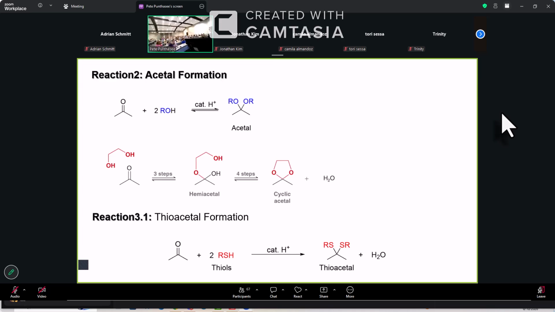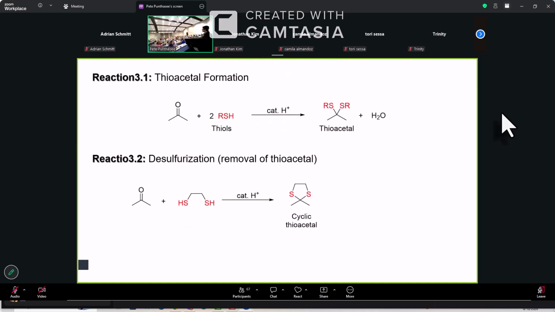Not only that, next reaction. Watch closely. What do you think? Anything familiar? Same thing. This is the cyclic thioacetal. Thio is an old term meaning sulfur. It's a cyclic acetal, but a sulfur version. Does that make sense? Same thing as the ethylene glycol protection earlier.